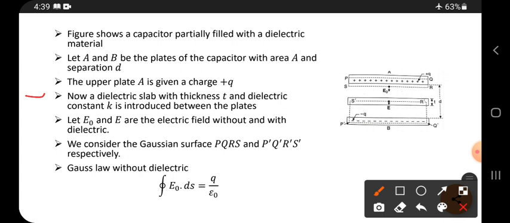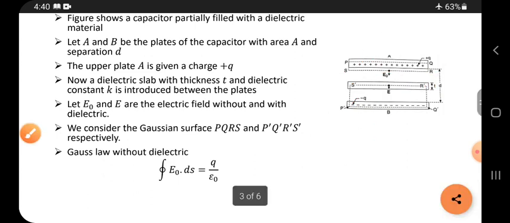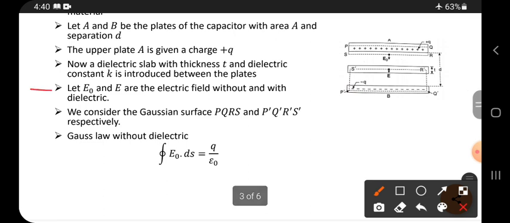Now a dielectric slab with thickness t and dielectric constant K is introduced between the plates. In between these two plates one dielectric is introduced, whose thickness is t and whose dielectric constant is K. Let E naught and E be the electric field without and with the dielectric. E naught is without dielectric, E is with dielectric.